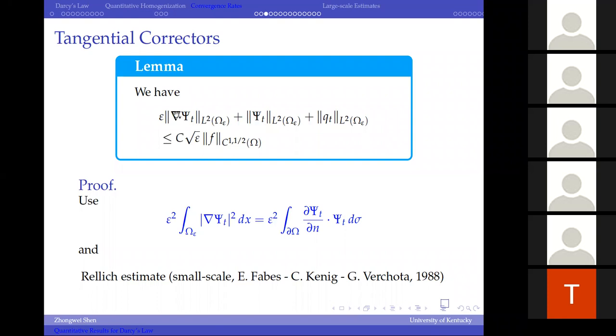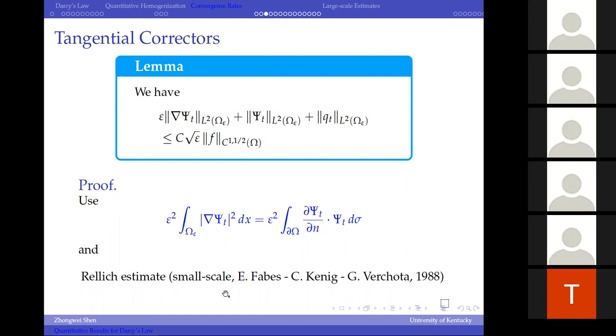So if you can control the first term, Poincaré inequality. And so this gives you the square root rate times the C1 norm of F. So what you simply do is use the energy estimate, multiply both sides by psi t, and you have this equation. The left-hand side is what you wanted to control, the gradient L2 norm times epsilon. And the question is, how do you handle the right-hand side?